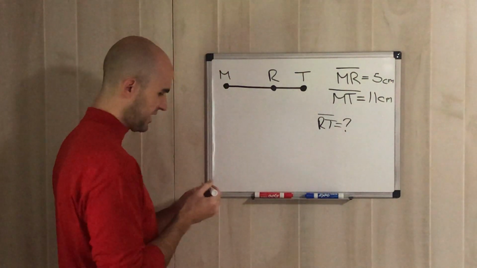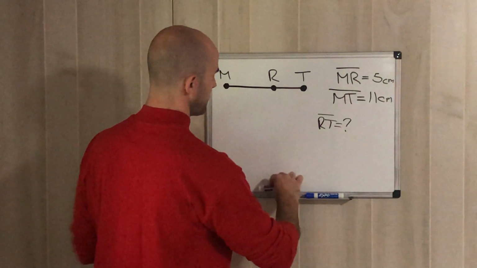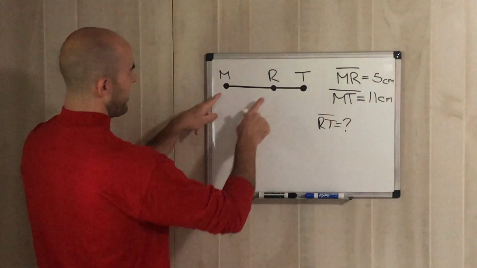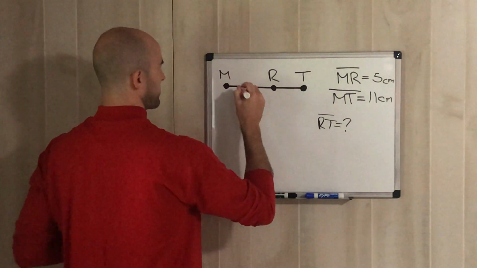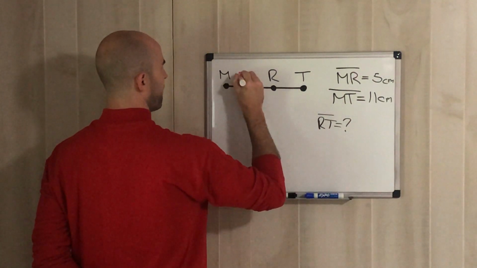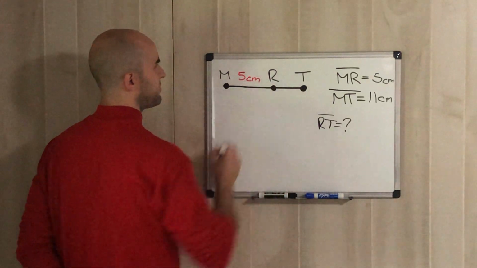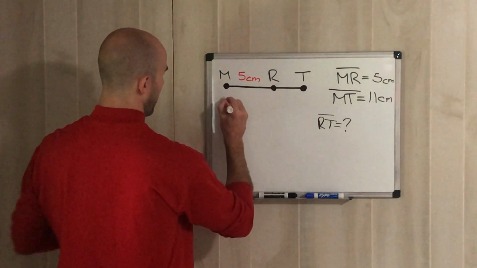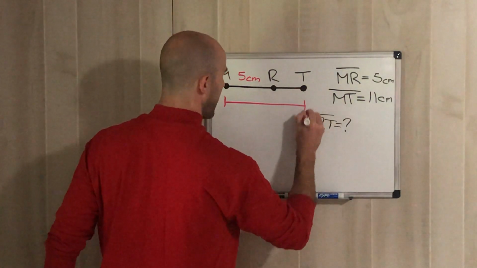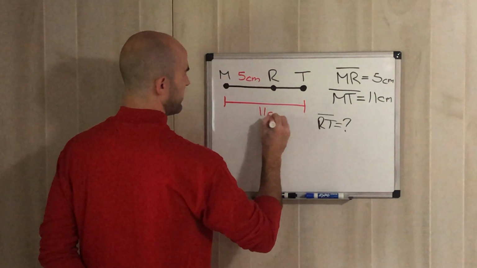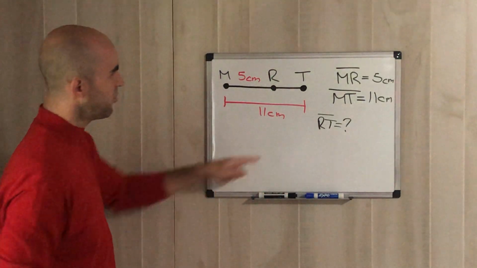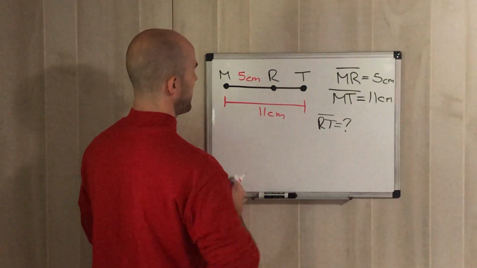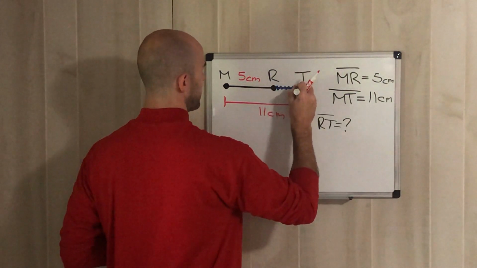So again, let's look at what we know, right? In this case, we know that MR is 5. We know right here that that's 5 centimeters. We know that MT, the whole thing, we know that this entire thing is 11 centimeters. We want to end up finding RT. We want to find this missing piece right there.